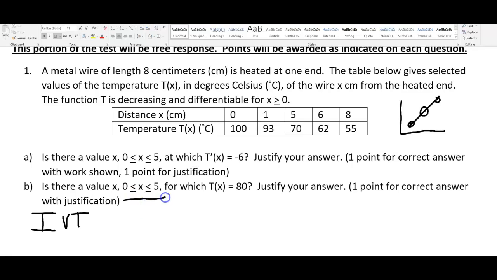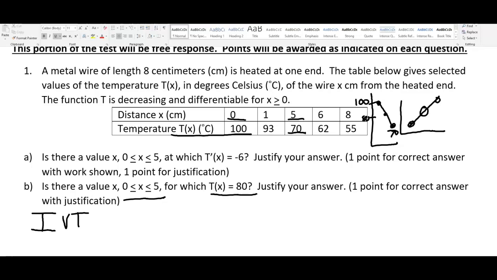So we're going from 0 to 5, right? 0 to 5. I'm asking you, is there any place where t of x would have to equal 80? Well, t of x is going from 100 to 70. So if I am at 100, right? Let's draw another graph. I'm way up here at 100. And I go down to 70. At some point along the way, should I have crossed at 80? Yes, I should have. So there's your answer, basically. So the answer to this question is yes.